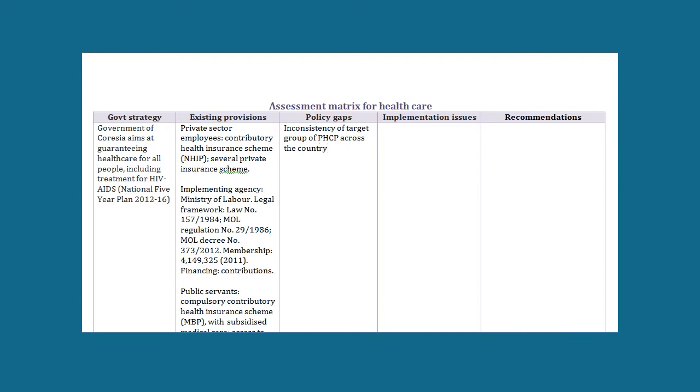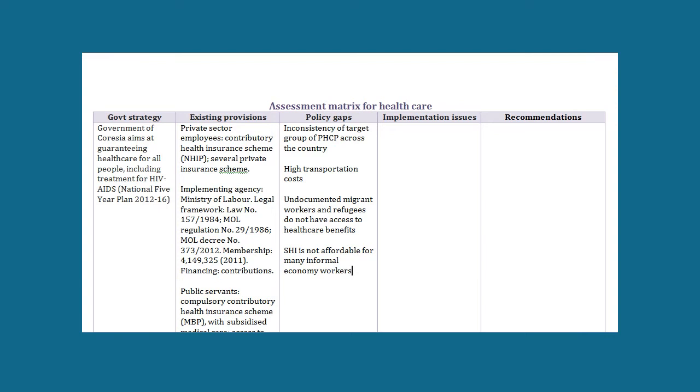In addition, the other policy gaps from the case study. There is no reimbursement of transportation expenses under PHCP, and no access to healthcare benefits for undocumented migrant workers and refugees. And lastly, the non-affordability of SHI contributions.